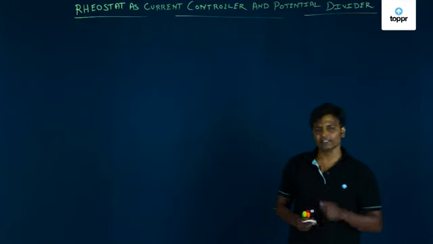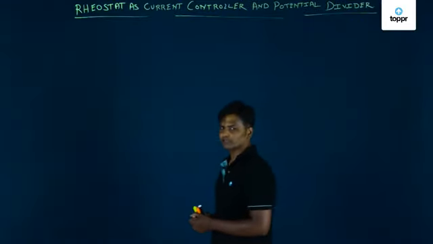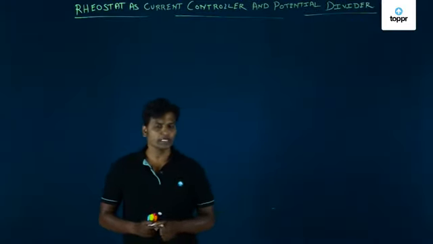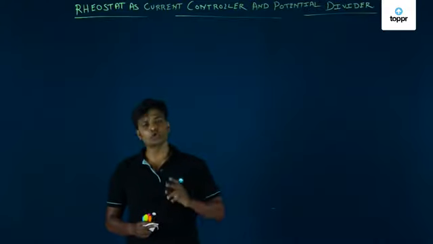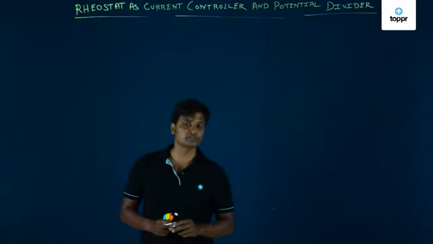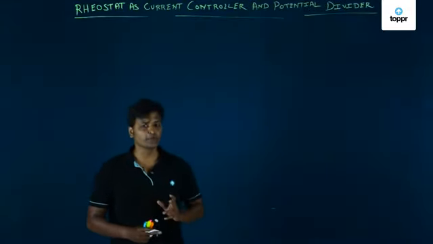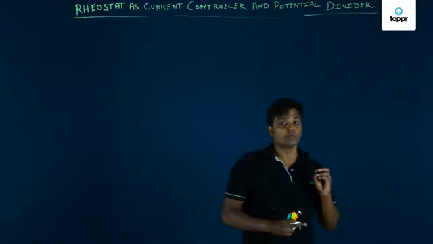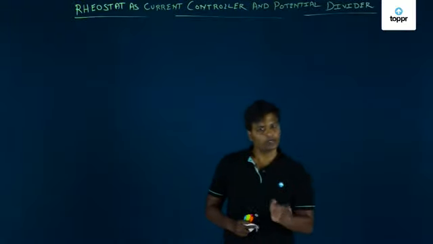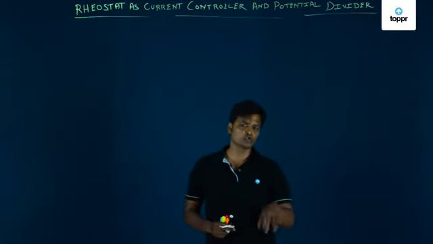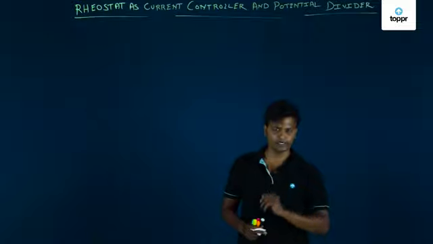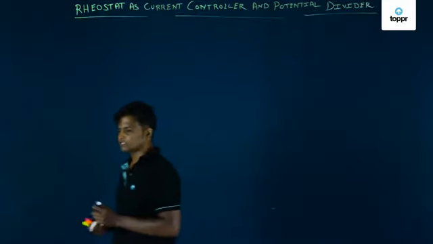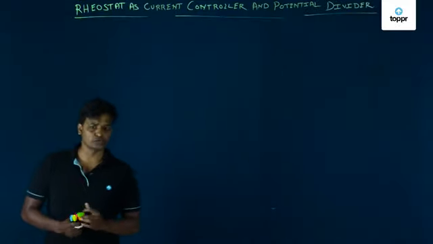Hello friends, in this session we are going to understand something which is called as rheostat. Now this rheostat is also called as variable resistance, right? And this can be used as current controller and potential divider. It can be used as what? Current controller, or it can also be used as potential divider. Okay, so let us understand something which is called as rheostat.